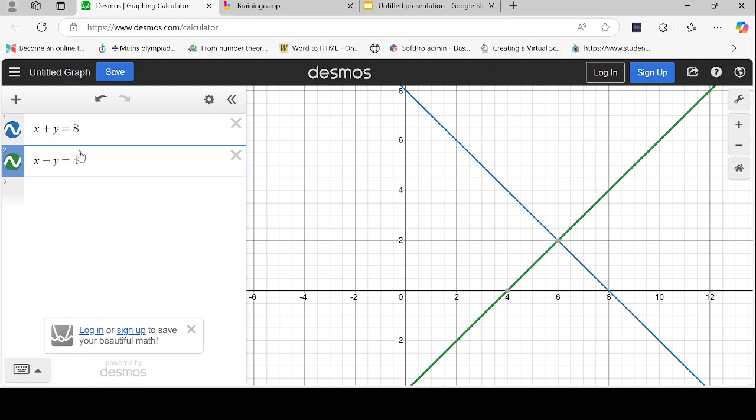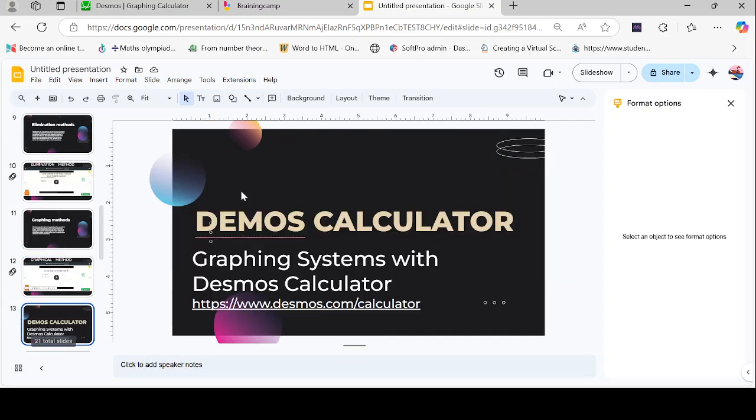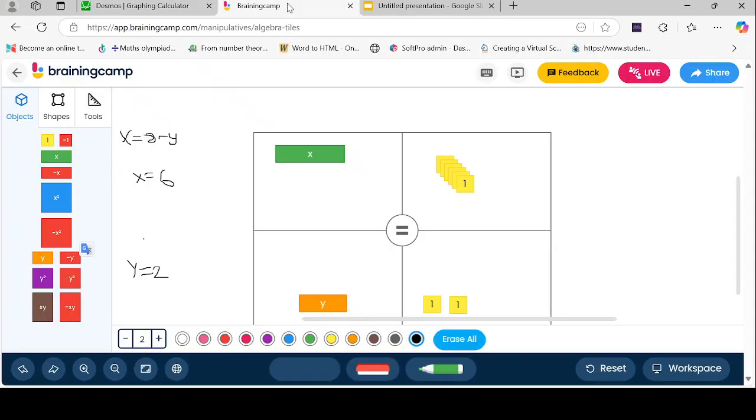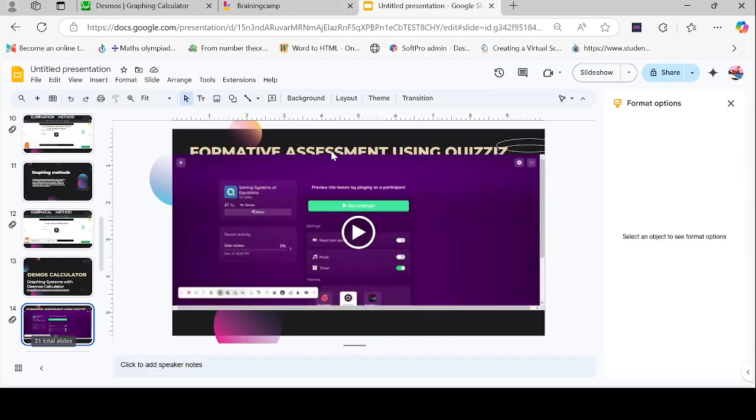It's very easy. The link is provided to you there. So copy the link, and once you get to it, you type in the two equations, and automatically it will be graphed out by the software. And if you inspect where they meet, the intersection of the two lines is the solution to the equations, and that solution is at (6, 2), which is the exact value we got. That means x equals 6, y equals 2, which is exactly what we got using our algebra tiles.